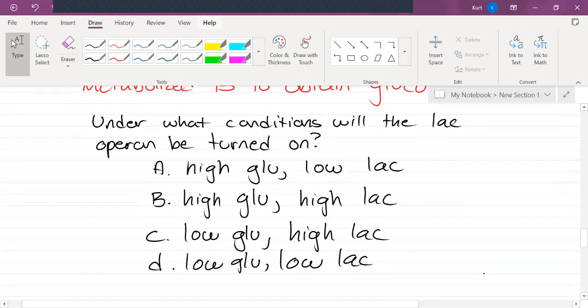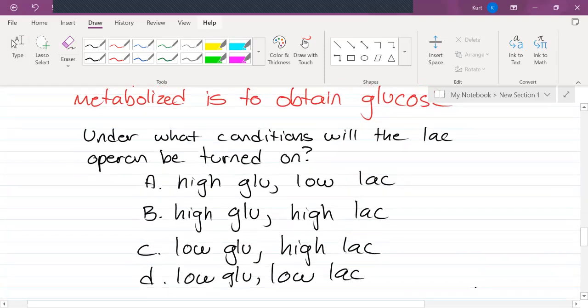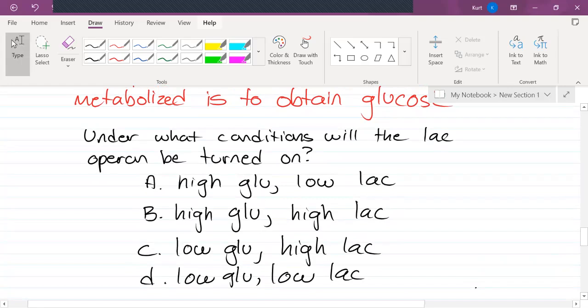What is the purpose of breaking down lactose? What are you trying to get, Sam? You're trying to get the glucose. Take a look at option A. This is what we're going to do in the month of March and April. We're going to be doing those practice tests, and we're going to be going over every single option. We're not only going to identify why the correct answer is correct, but why the wrong answer is wrong.